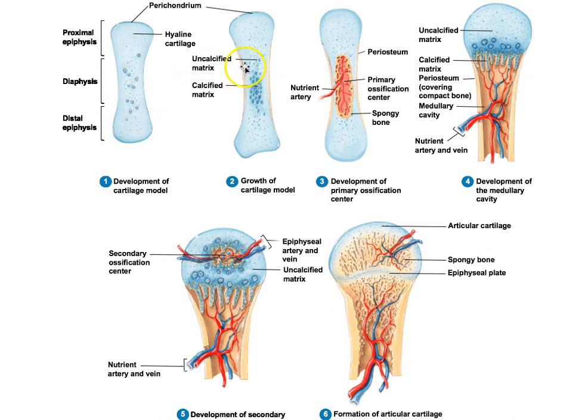And what happens is the calcified matrix arises because there's no blood vessels that are supplying that hyaline cartilage. And because of that, what happens is a nutrient artery moves into the central portion of the diaphysis. And what's happening is osteoblasts are moving with it.